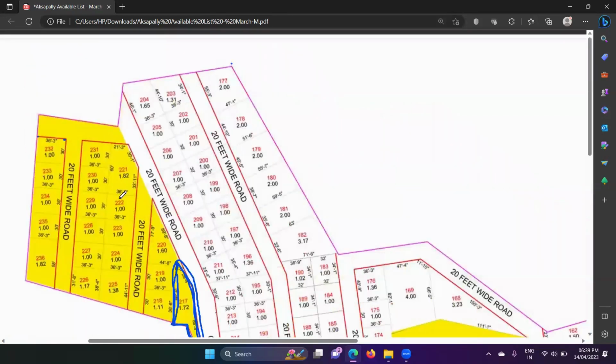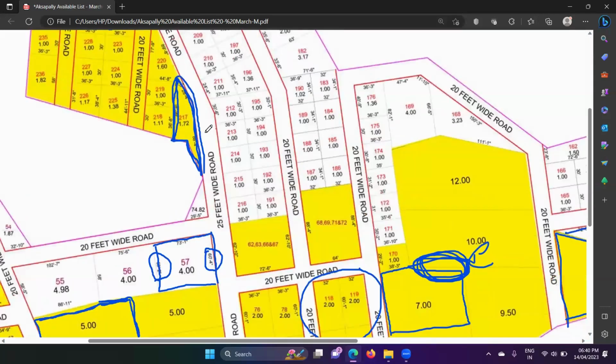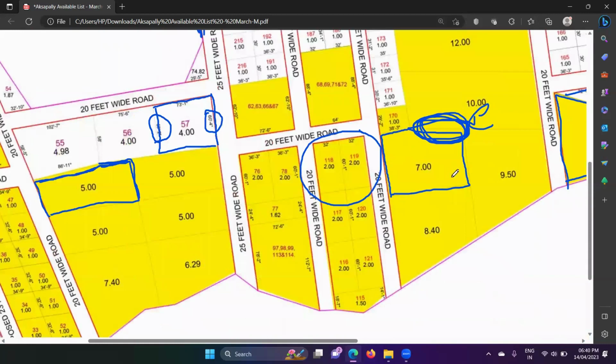Let us see a few more. Yes, there is another property here which is 221. The northeast direction is cut because of the road. Northeast direction is cut, which means problems for the owner. So you have to avoid this property also.